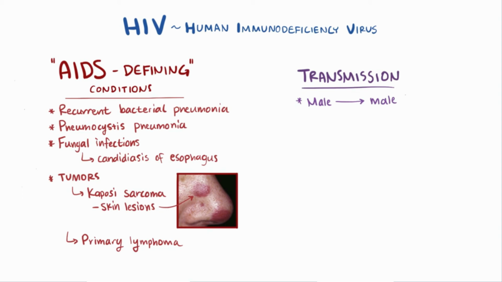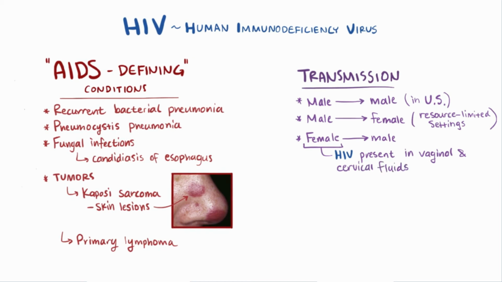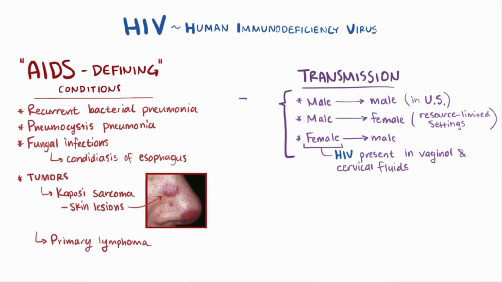Male-to-male transmission is the most common mode of transmission in the U.S., and male-to-female is the most common mode in resource-limited settings. Although less common, female-to-male transmission occurs as well, since HIV is present in the vaginal and cervical fluid of infected women. In fact, over 75% of all cases of HIV are contracted from sexual intercourse.